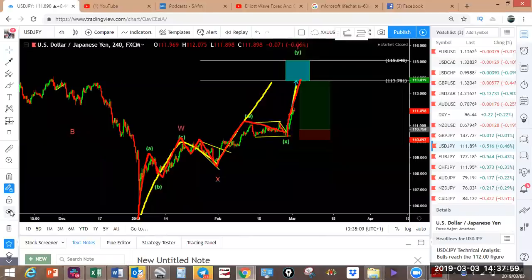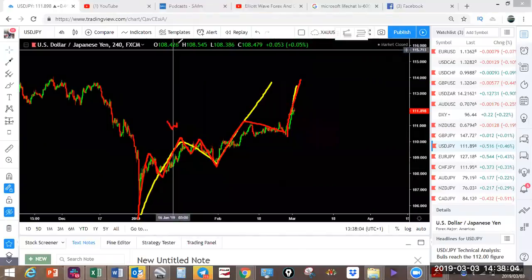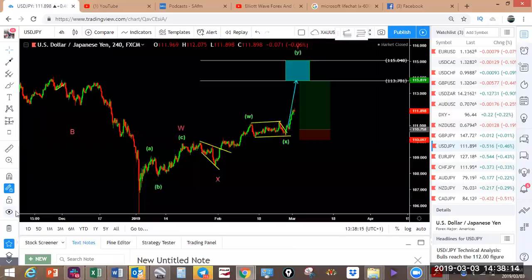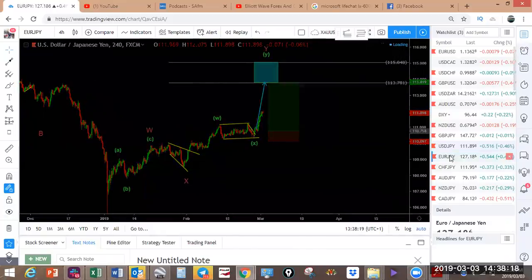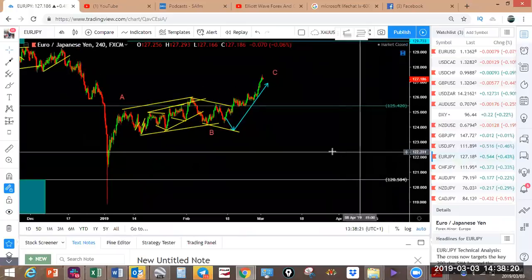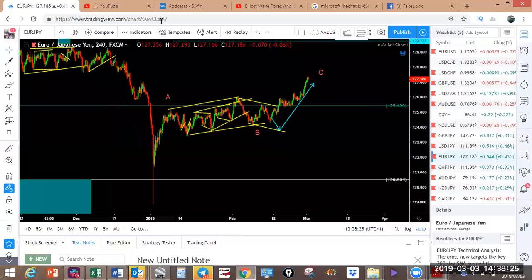Now let's remove everything. You see how clear this is. Now this is a simple W, X, Y. And you can label the internal structures as well if you wanted to. So it's crystal clear, USDJPY. Euro actually mentioned that the yen pairs were going to be pushing up higher last week.